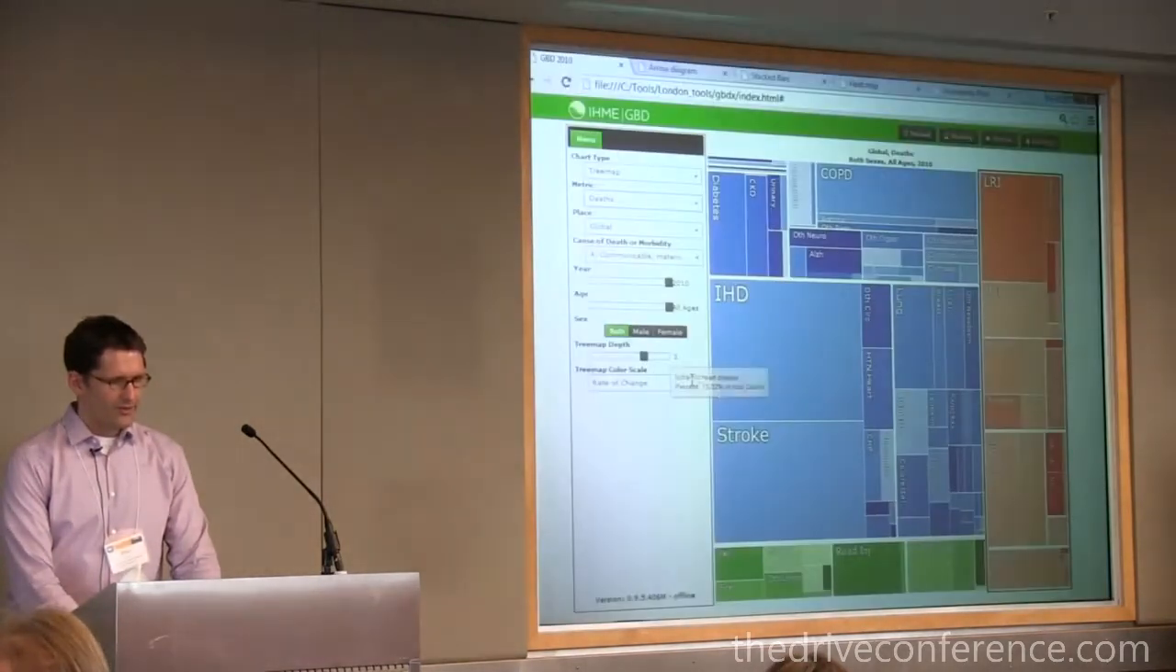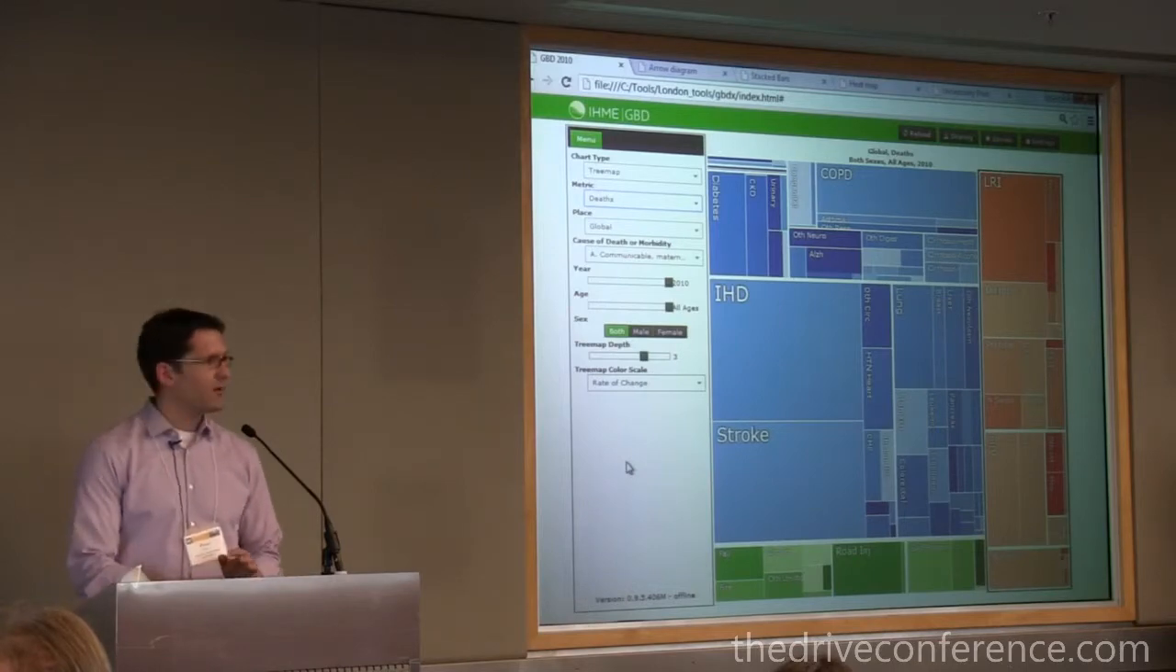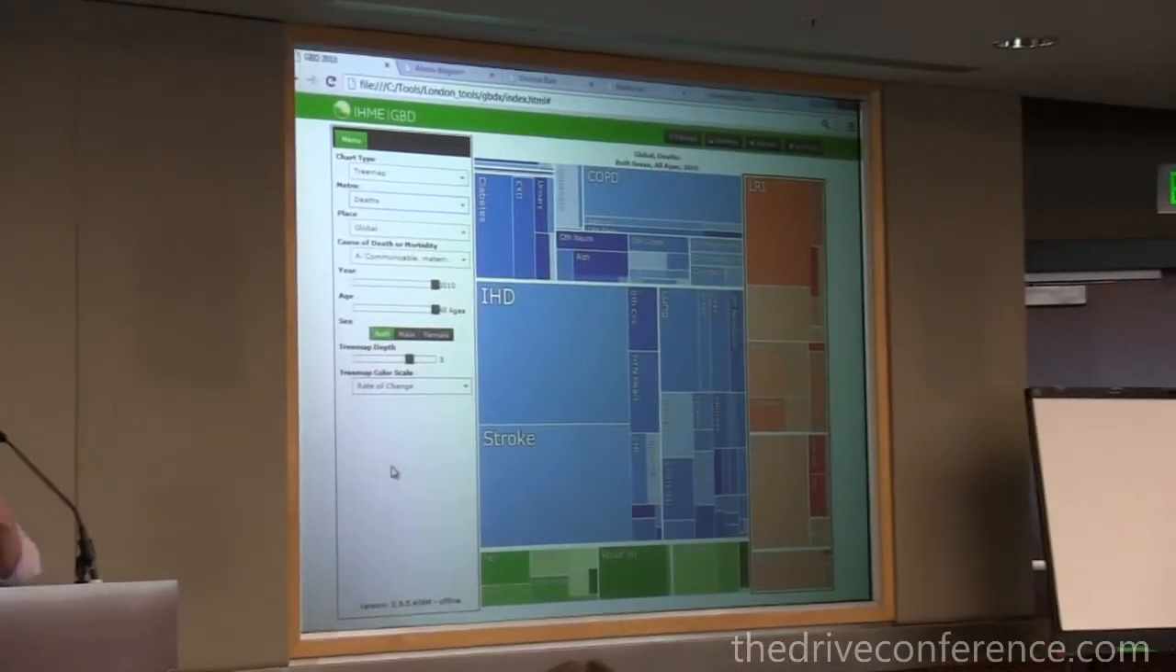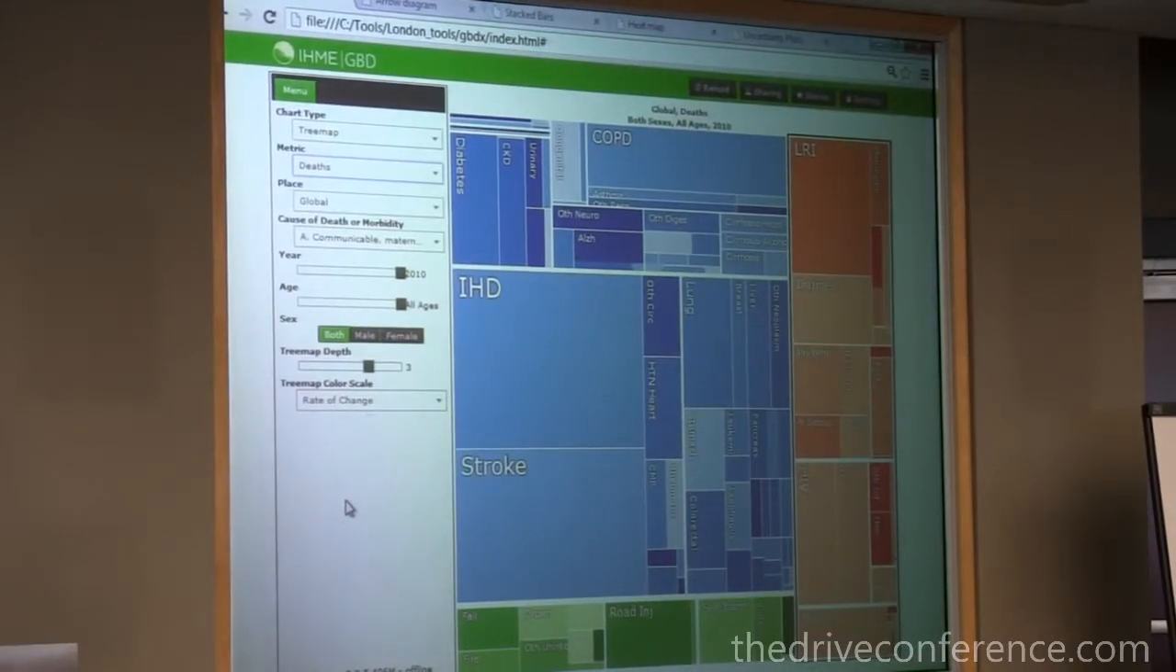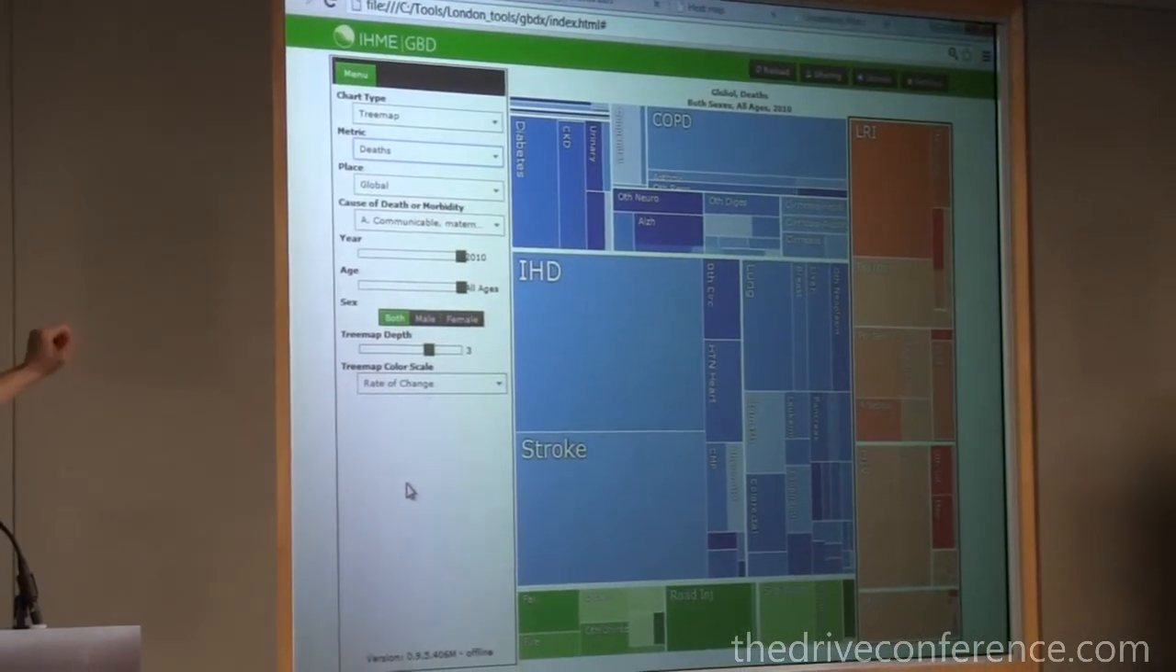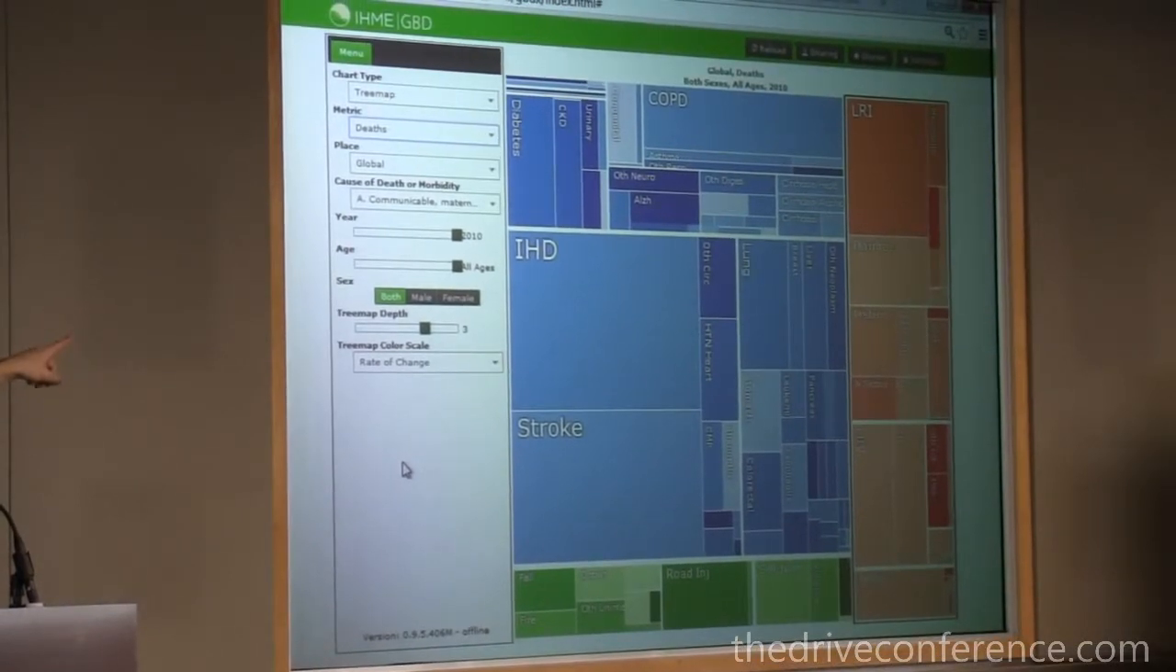So what you see here is a tool. I'm going to start with one visualization, and then we're going to compare and contrast different visualizations. On the screen right now, you see a glorified pie chart. It's called a tree map. It shows the overall burden broken down into 120 cause groups, and the size of the box is proportionate to the percentage of burden that this cause causes. At the moment, we'll use the metric deaths. You see on the left side all the things you can choose from. You're looking at deaths globally in 2010 for all ages, both sexes.